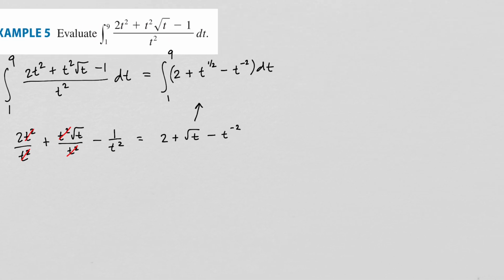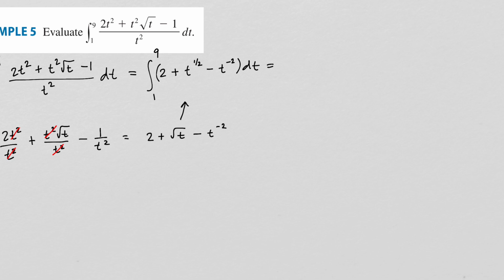And now from here, I'm just going to take the antiderivative of each one of these terms. So the antiderivative of 2 is 2t, plus the antiderivative of t to the 1/2 will be t to the 3/2 divided by 3/2, minus the antiderivative of t to the -2. Be careful with negatives. You need to do -2 plus 1 and then divide by that. And so that is going to be t to the -1 divided by -1. And we will evaluate this from 1 to 9.